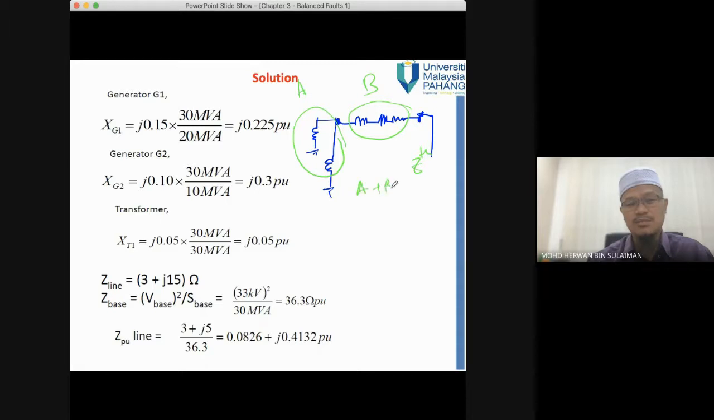A tambah B, series. Sebab dia ni series. Tetapi A awak ni dia parallel. So A ni dia ialah XG1 parallel dengan XG2. Tambah B ni transformer XT tambah dengan Z line. So dia akan dapat X terminal terus directly. Betul. Tetapi sekarang apa yang perlu buat, kita kena tukar base.